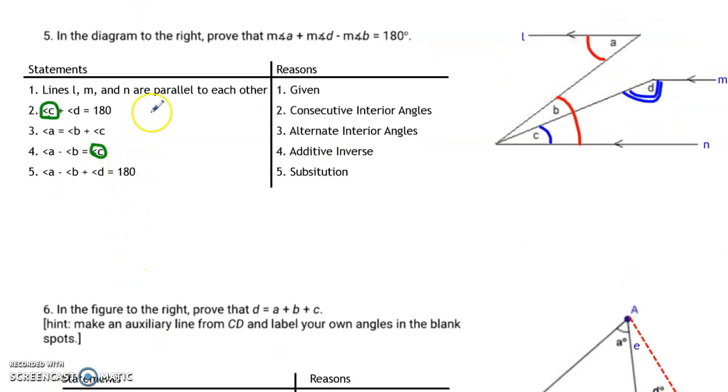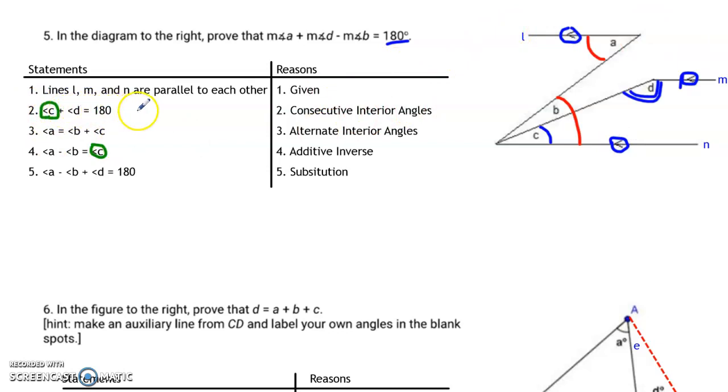All right, question number 5, it asks us to prove this crazy statement, and there's a lot going on here, but I see an equals 180, so that means one of my relationships that I'm going to write down is going to have an equals 180 in it. So my first statement is that all these lines are parallel to each other. Notice that it didn't say that in words up here, but it did give it to us in the form of a picture. This symbol means parallel, and since they all have that symbol, they are all parallel to each other. I can say that that's given to us because it's in the diagram.